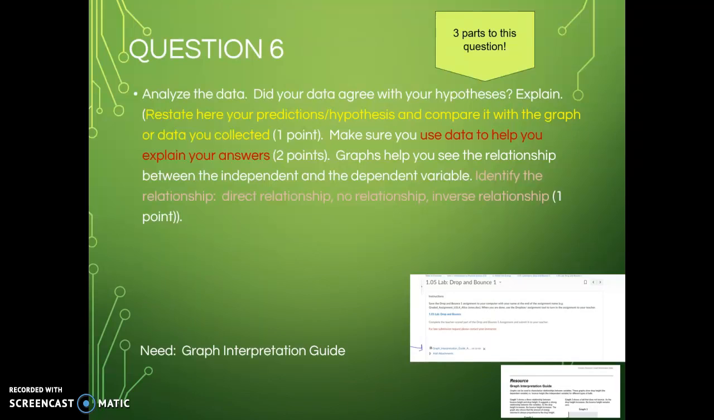hypothesis. And notice there are 3 parts to this question. That means you need to have 3 parts to your answer. Make sure you use your data. So you're going to restate your hypothesis. That's just a cut and paste. And then you're going to say, does this match the graph or the data collected or not? And then your evidence, because we supply everything with evidence, is using data points.